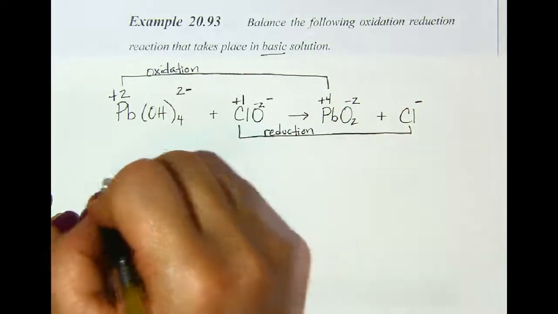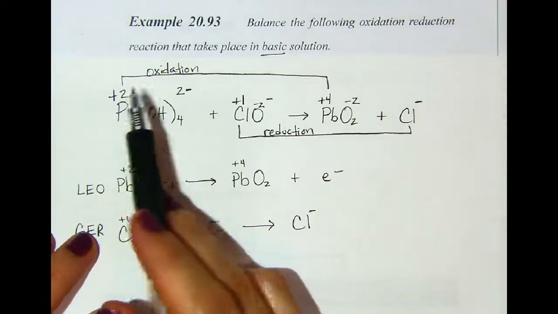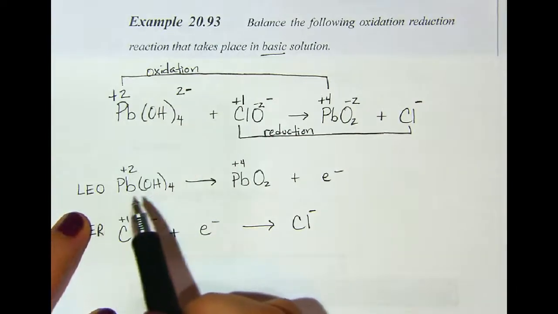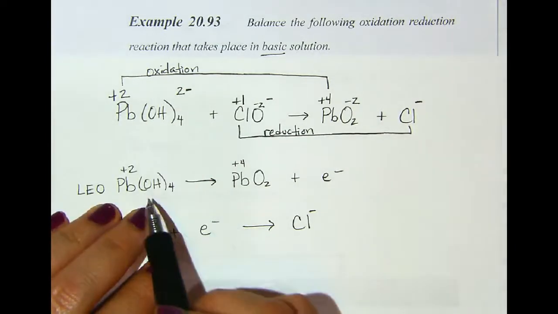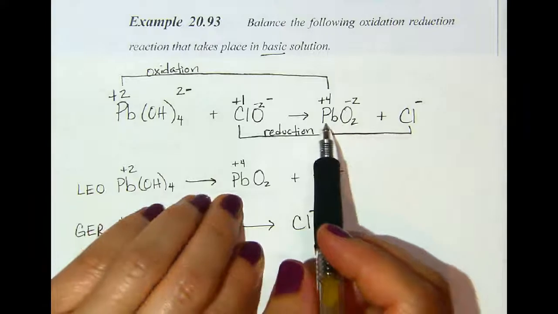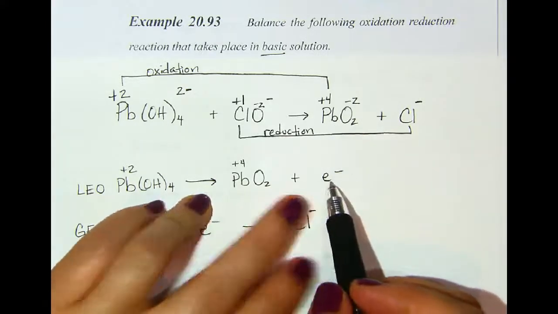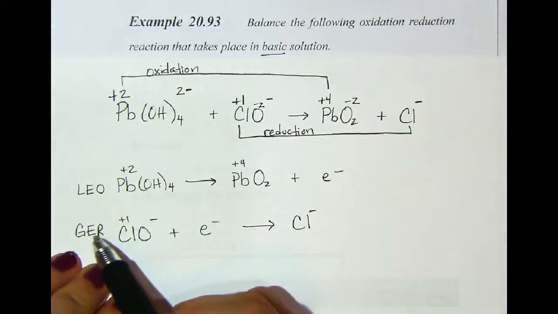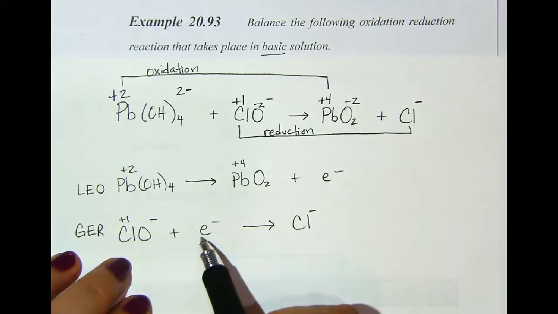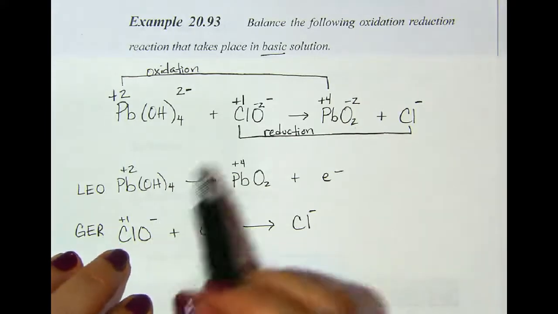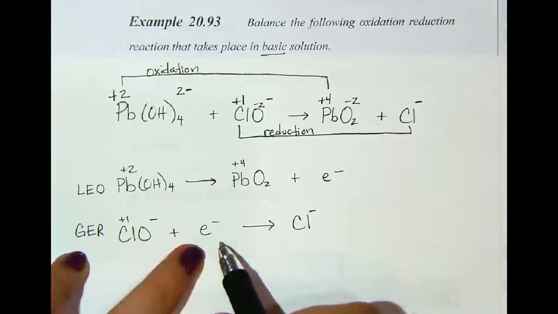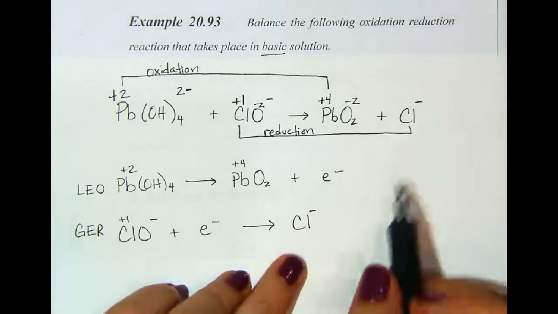Now we'll write the half reactions. Remember, in oxidation, we lose electrons, and so that means we're going to write the lead(IV) hydroxide yields the lead oxide plus the electrons as a product. And then in reduction, we gain the electrons, and so the electrons are a reactant on the left-hand side. And we have the ClO- plus some number of electrons yields the Cl-.